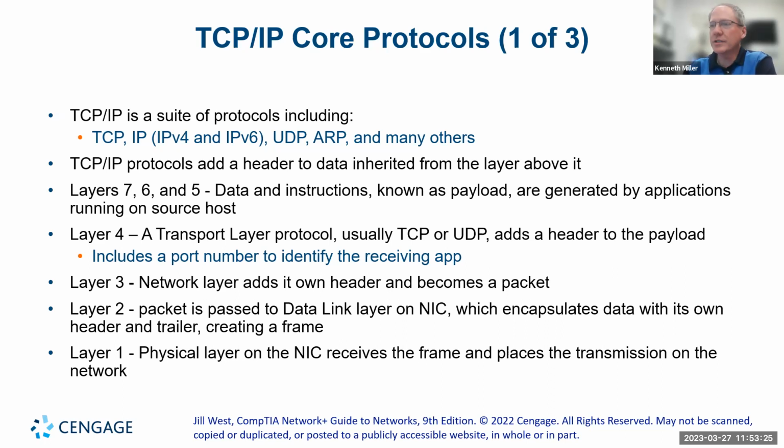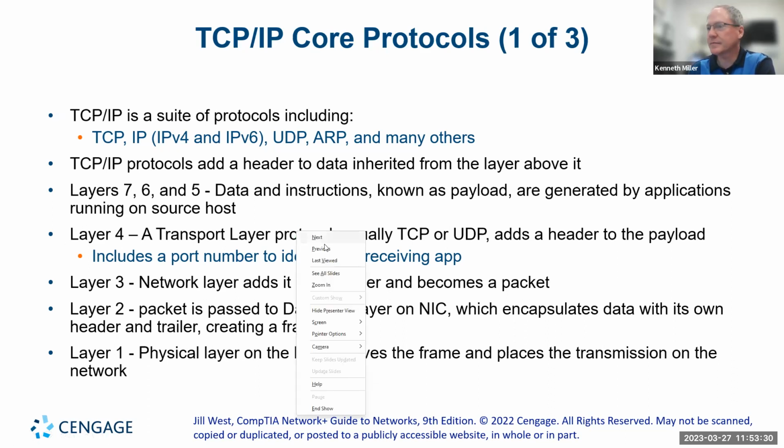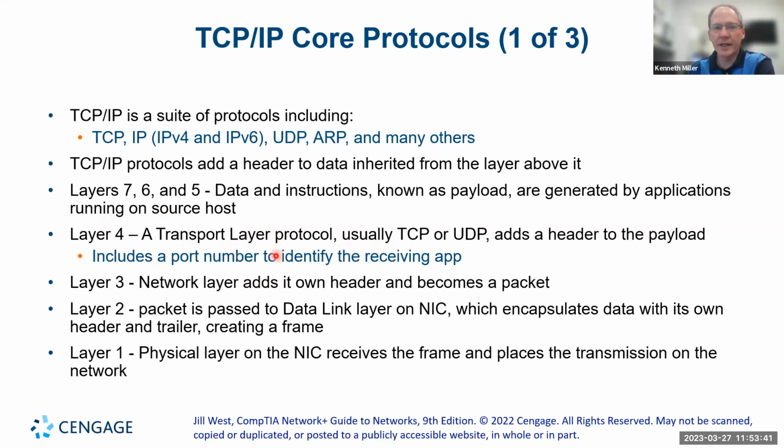Now, most of this information is in the transport layer. Layer 1 is where we are physically connected. Layer 2 is where we have our MAC address. Layer 3 is our network layer, and layer 4 is where our transport layer occurs. Layers 5, 6, and 7 are where the data and information is sent.